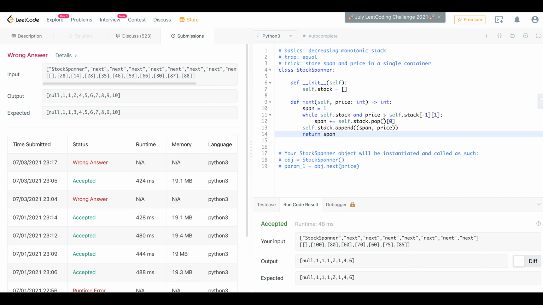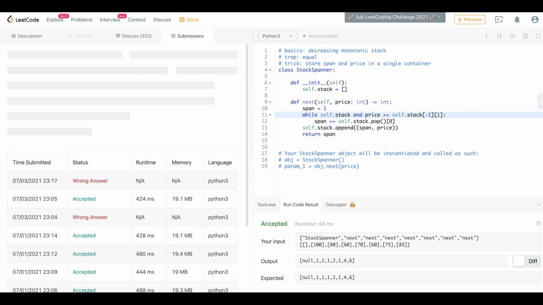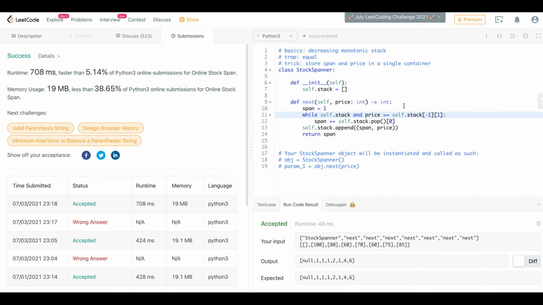So I made this mistake again, even though I mentioned it here. The question is asking you equal or less, both counted as continuous value. So you need to have the equal sign there. So that's a solution for this question.